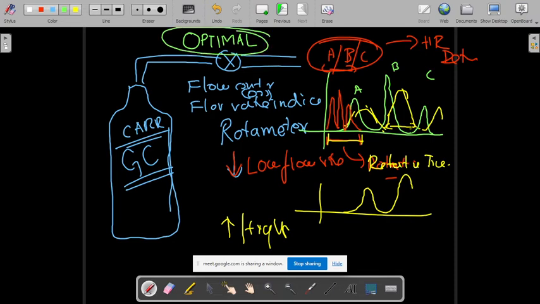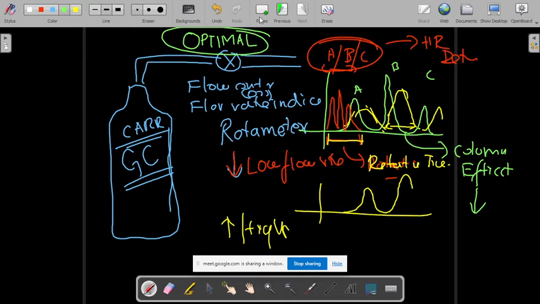So this widening of the output is connected with a factor called column efficiency. How efficient your column is at separating individual components with a good peak is called column efficiency. Column efficiency decreases when your flow rate is too high or too low. So your flow rate has to be in an optimal state.